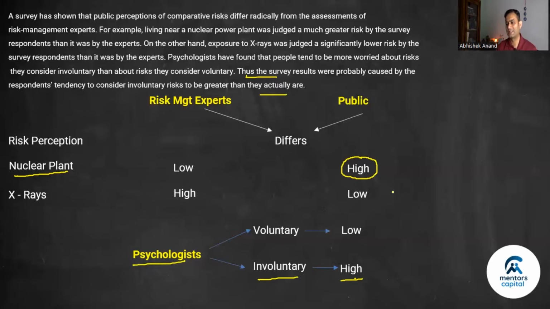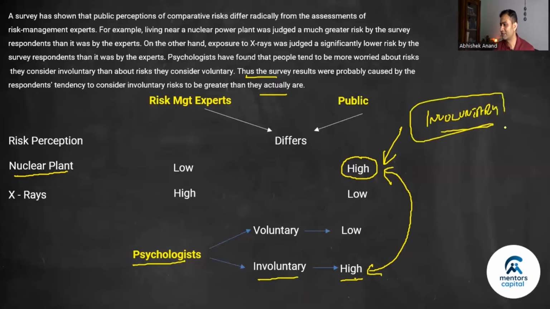And therefore he is making this conclusion. So basically a link has to be established between this and this, right? If you consider something to be involuntary, the risks are considered to be high, and people said that staying near a nuclear plant, the risk involved is higher as compared to X-rays. So if you combine these two, the connection would be that people consider staying near a nuclear plant to be involuntary. That is the assumption. This is not given to us.